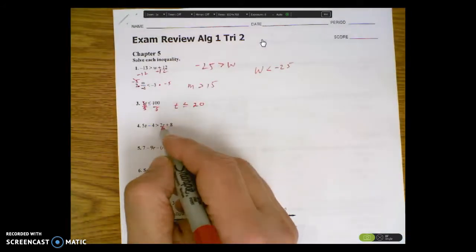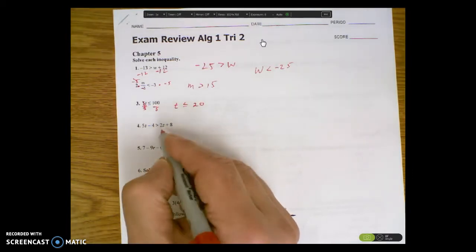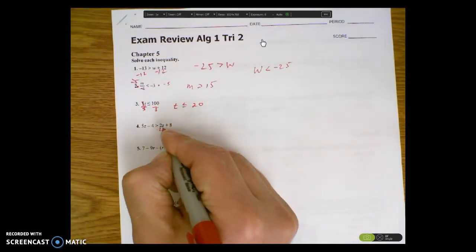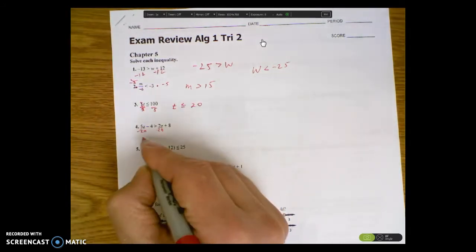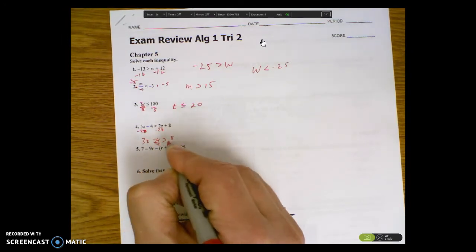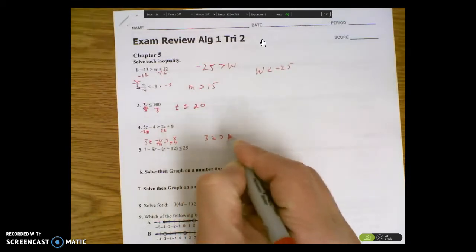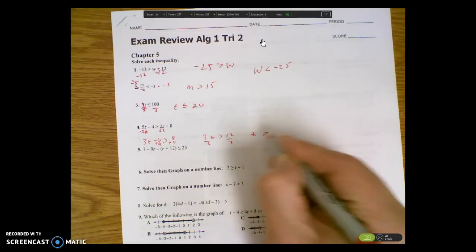Number 4, we have variable on both sides. So I don't have to worry about flipping that inequality, I like to make sure, if I can, that the first move I make keeps my variable term positive. So I'm going to get 3z minus 4 is greater than 8. Add 4 to both sides. 3z is greater than 12. And then when I divide by 3, I'm going to get z is greater than 4.